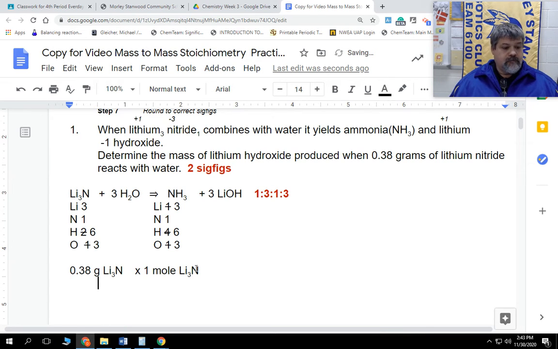And that's going to equal our grams of lithium nitride. And we have to figure out how many grams that is. Well, what is that? The molar mass. We got to figure out the molar mass of lithium nitride.